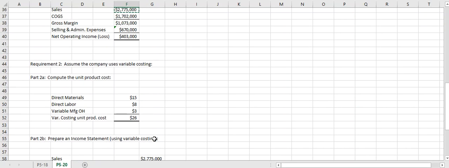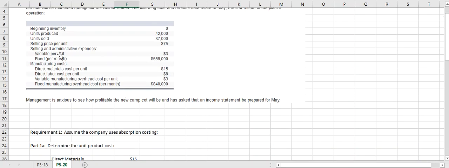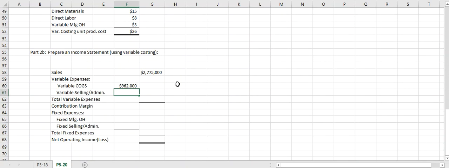Then we need variable selling and administrative expenses. So this is a calculation we haven't done before. We're going to go up here and find our selling and administrative expenses. And we've got a portion of those that are fixed and a portion that are variable. So $3 is the variable portion, and that's what we're working with down here as our variable cost. So we're going to take the $3 and multiply that by 37,000 units sold. Gives us $111,000.